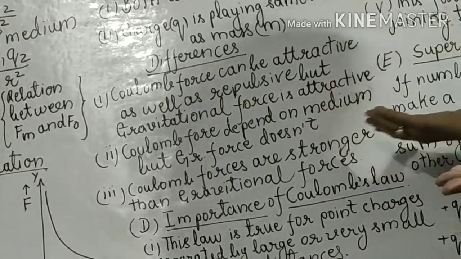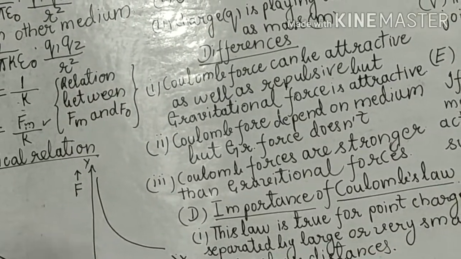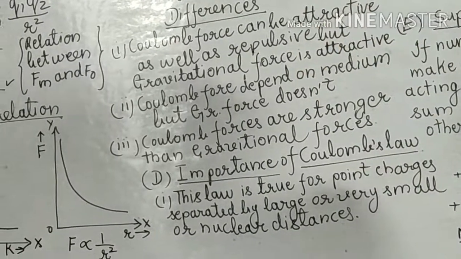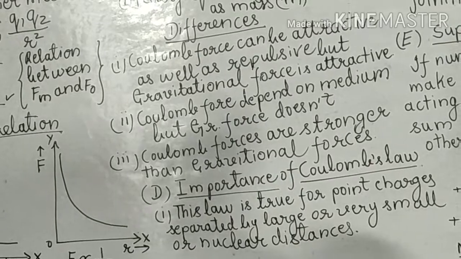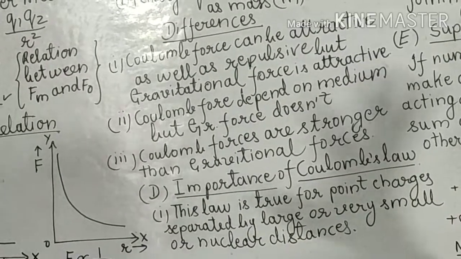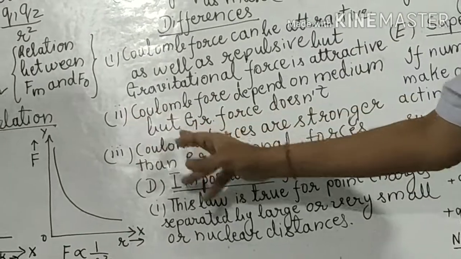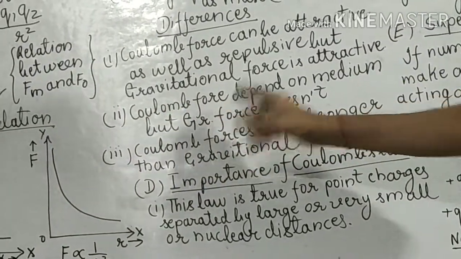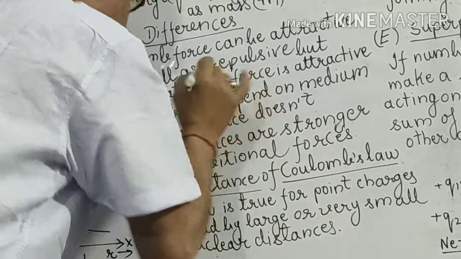But gravitational force is attractive because gravitational force exists between masses. Mass is always neutral. It has no charge in it. It is neither negative nor positive. The second difference is Coulomb force.